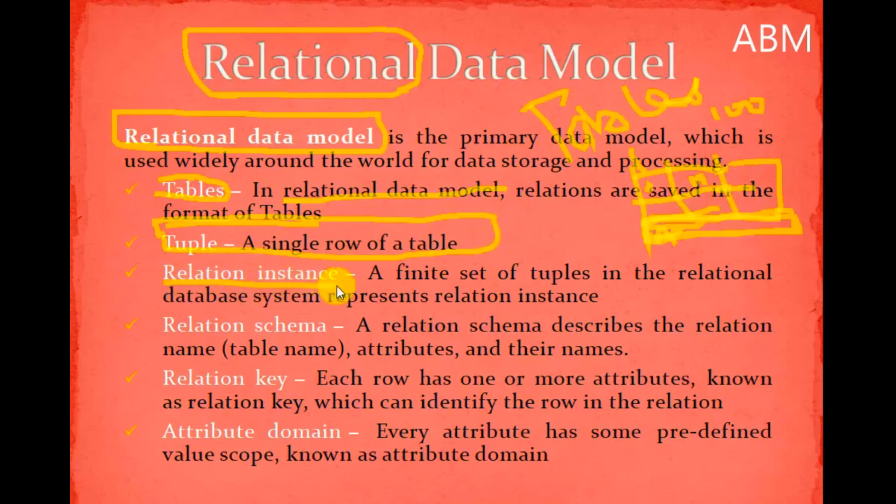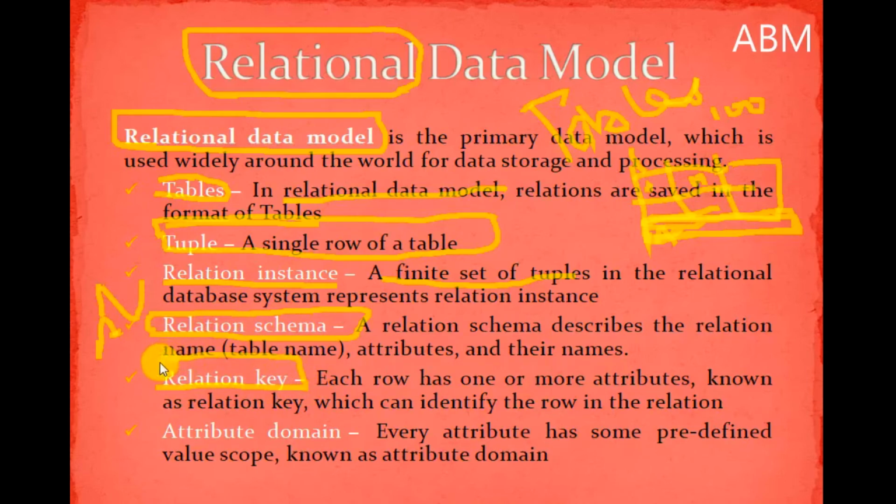Relational instance defines the set of tuples which exist in any particular relation, in any particular table. And when we discuss the relational schema, we are actually discussing the name of the table. We are also discussing the attributes of the table. When we discuss the name and attributes of the table, this is called the relational schema.